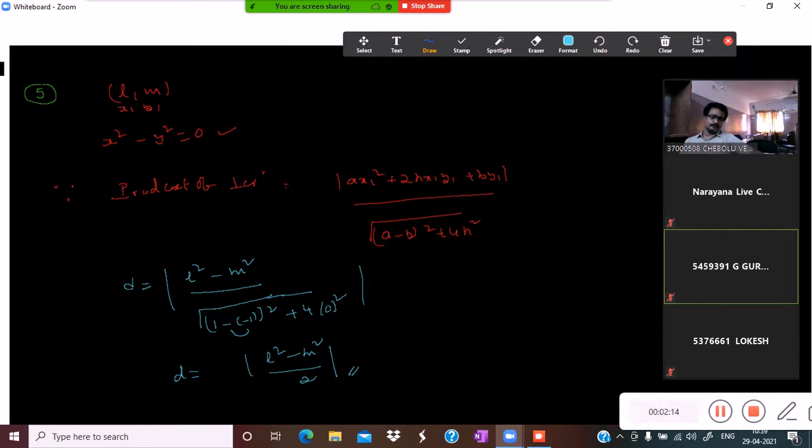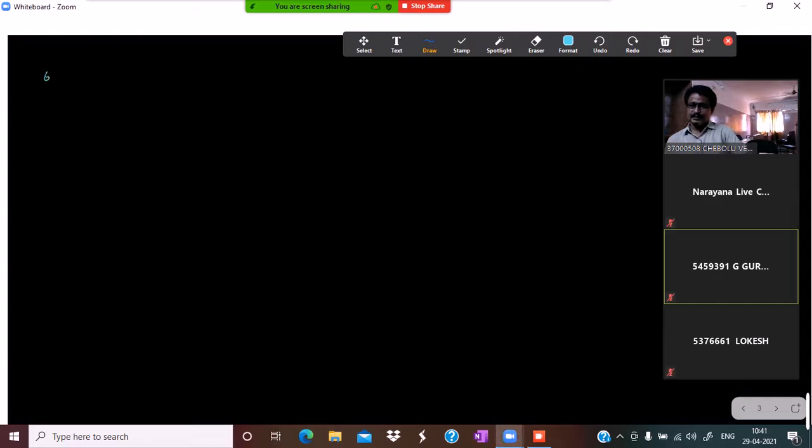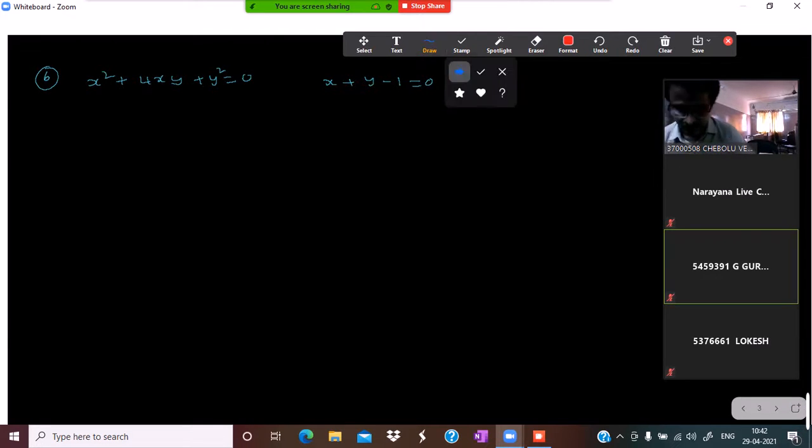Note down. Question number 6. The area of triangle formed by the pair of lines x square plus 4xy plus y square is equal to 0, and the line x plus y minus 1 is equal to 0. He is asking the area of a triangle.